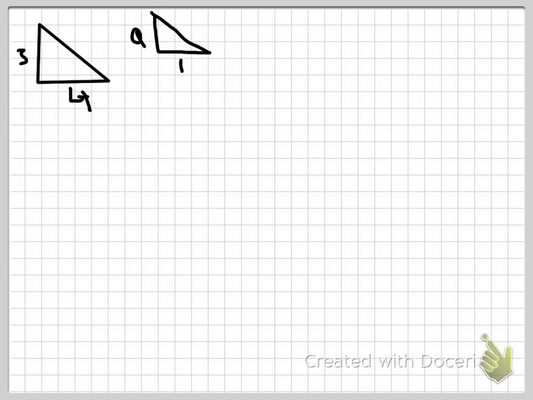Okay, so with our graph paper, we're going to start out by drawing a 3 by 4 triangle. Just in general, when we draw a triangle, we're going to call the sides A, B, and C. We're going to be drawing right triangles. So side lengths A and B are in between the right angle, and then C is opposite the right angle.